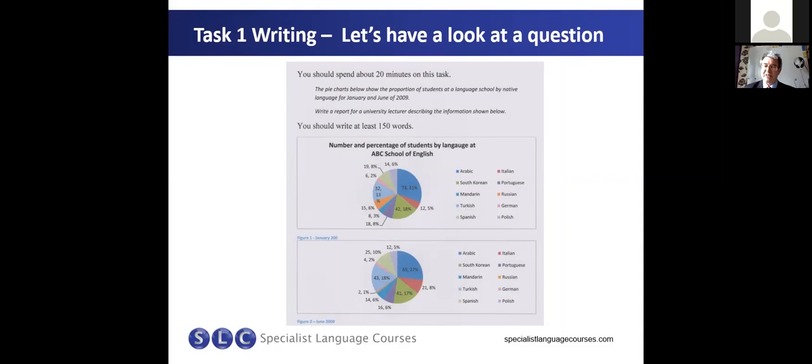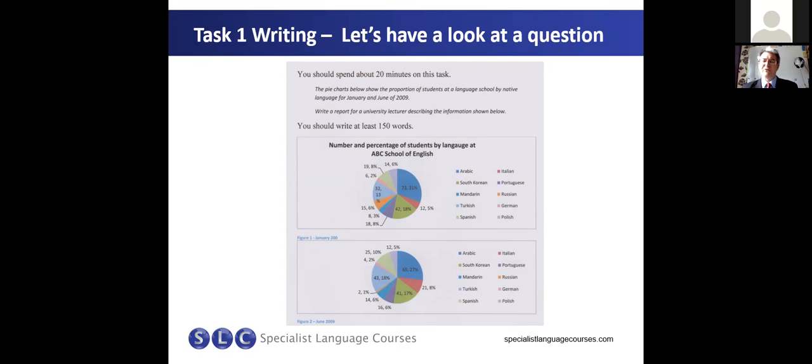This figure dropped slightly in June, and there were 65 Arabic students, which made 27%. So we can do comparisons here. We've got 2 points of time. Remember, pie charts are 1 point in time. So we've got 2 of those. So here we can compare between January and June, looking at the main figures. So you'd certainly want to mention Arabic, South Korean, and then you'd start to think, how can we compare?